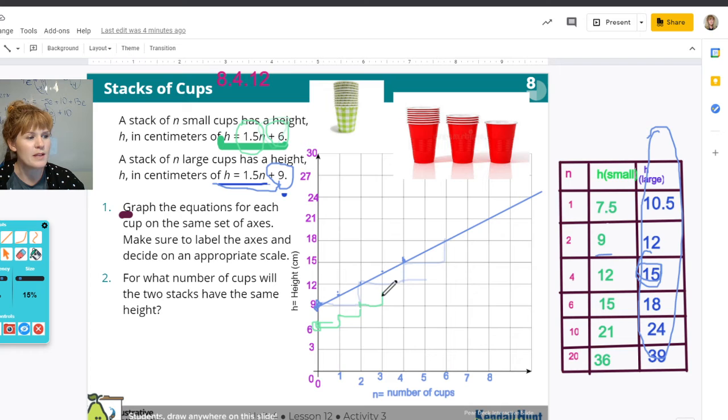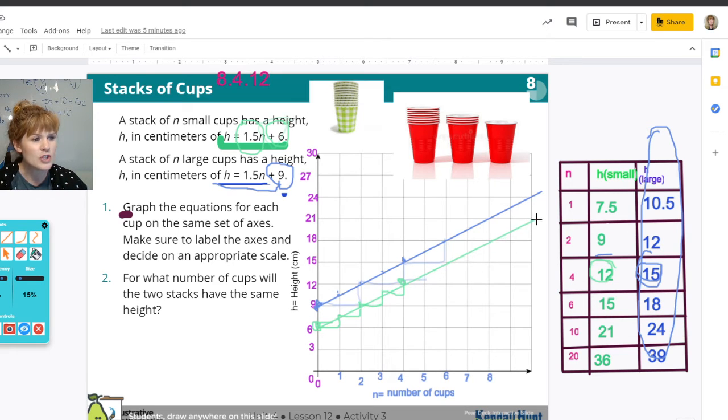So my slope line is looking something like this. Here are my slope triangles. And then when I get to 4 cups, I should be at 12 centimeters in height, which is exactly what I have in my data table. Now, I don't need to keep going. I'll just get a straight edge and draw a straight line.